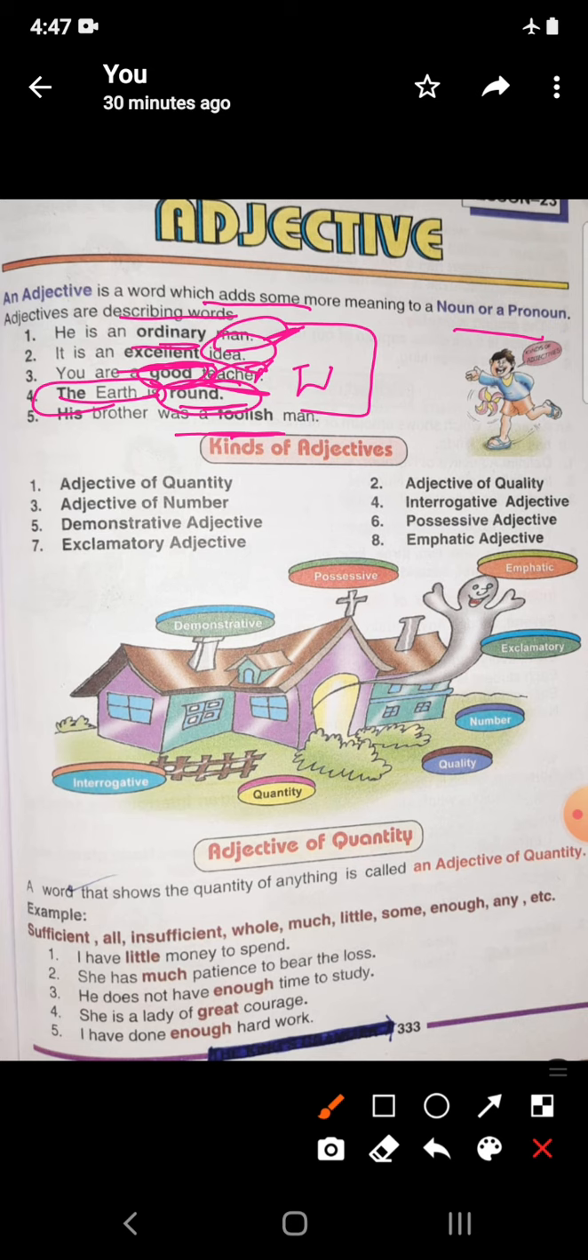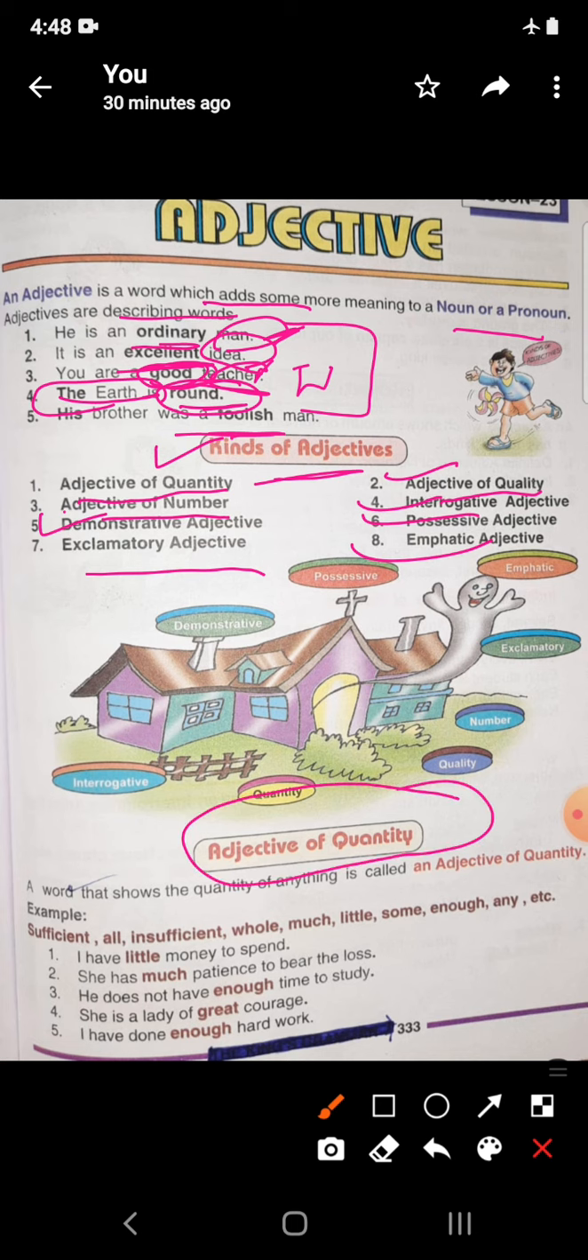Adjective of quantity, that tells about the quantity of a thing that is meant. How much of a thing is meant, that is adjective of quantity. Then adjectives of quality, simply this describes a noun, talks about its shape, size, color, etc. The good qualities, the bad qualities, all discussed under the adjective of quality. Then adjectives of number, it simply talks about the number. We will learn them one by one. Then there are interrogative adjectives, demonstrative adjectives, possessive adjectives, exclamatory adjective, and emphatic adjective. So let us discuss the kinds of adjectives, which are 8 in number. Let us discuss them one by one.